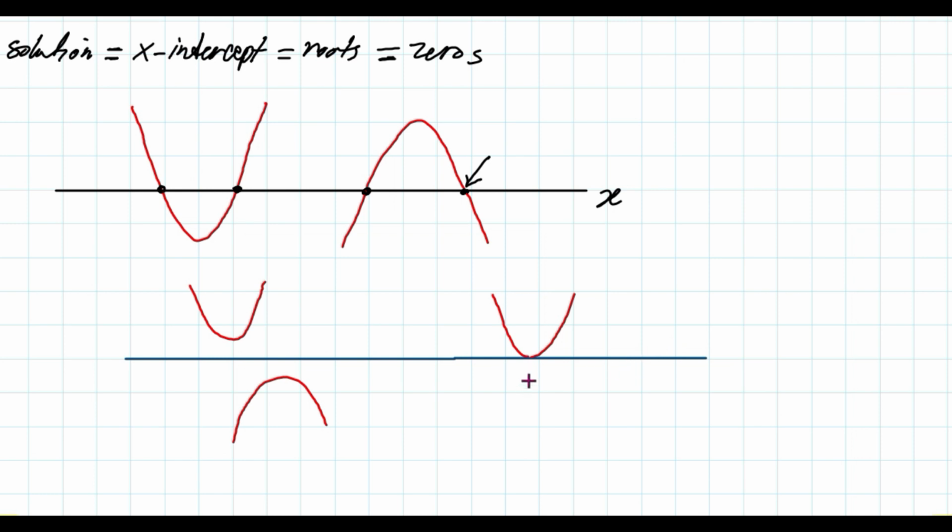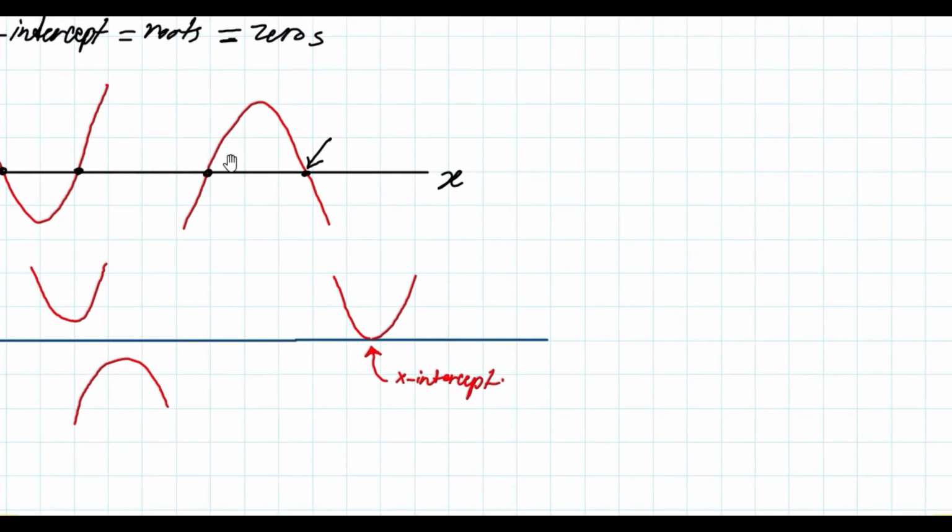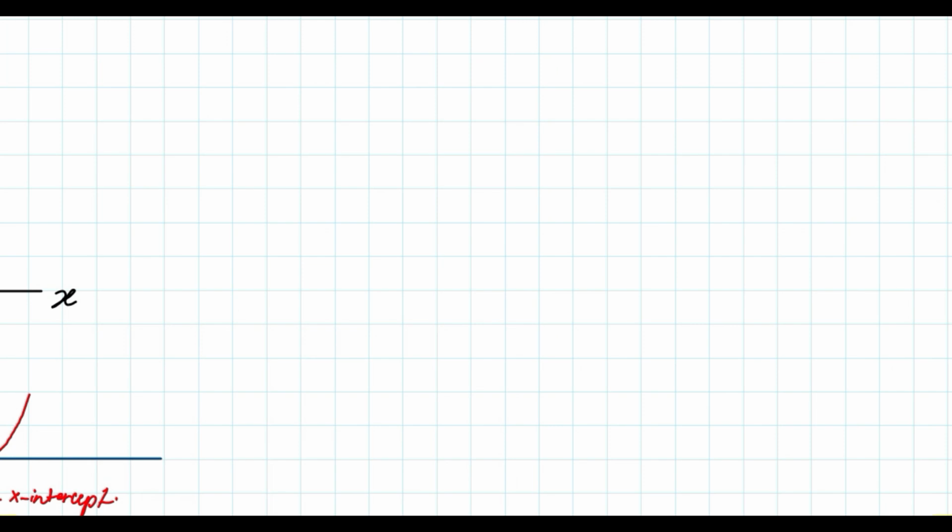In some situations, it's also possible to have a quadratic equation that cuts the x-axis at one single point only. So this is the x-intercept. That means there is one single solution for the quadratic equation because we have one single x-intercept. So you can say there can be three conditions for the solutions of quadratic equations.